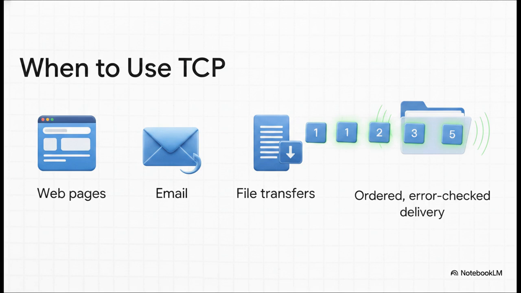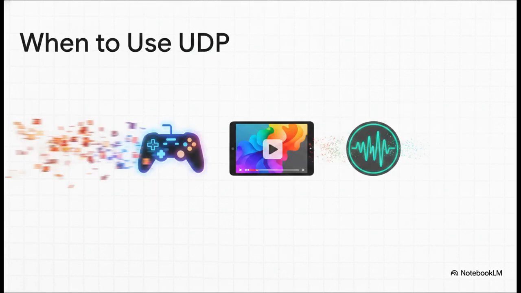TCP is there to ensure your data arrives perfectly intact every single time. Now contrast that with the use cases for UDP. UDP is absolutely perfect for real-time audio, video streaming, and online gaming.